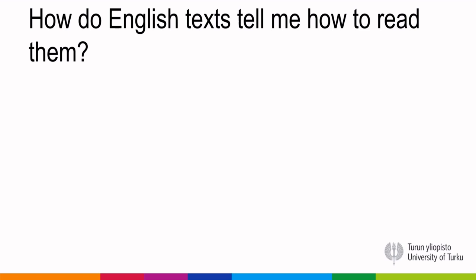How do English texts tell me how to read them? Well, in this lecture, I'll tell you about one major way, and that is signposting. You may have heard of signposting, or you may have heard it called transition words or something like that. But the idea is this is language that we use in English that tells us what's coming next, or tells us how to interpret the text or understand relationships between one paragraph and the next paragraph, or even one sentence and the next sentence.